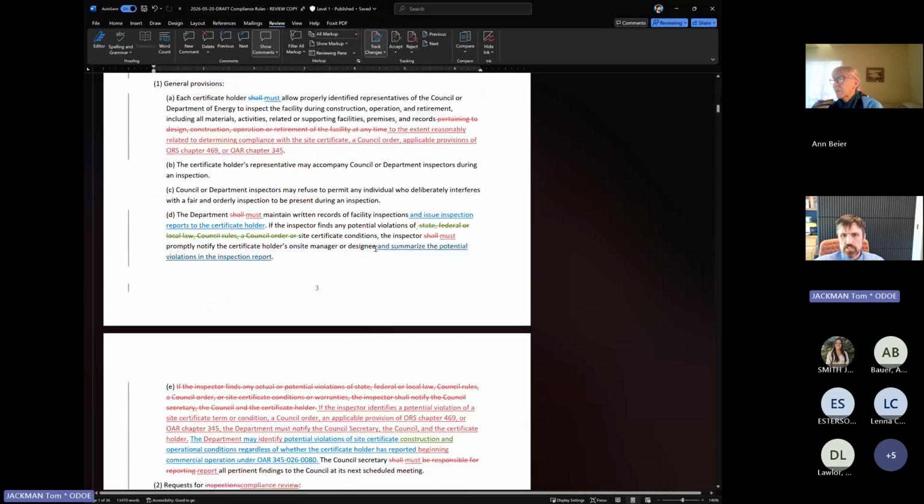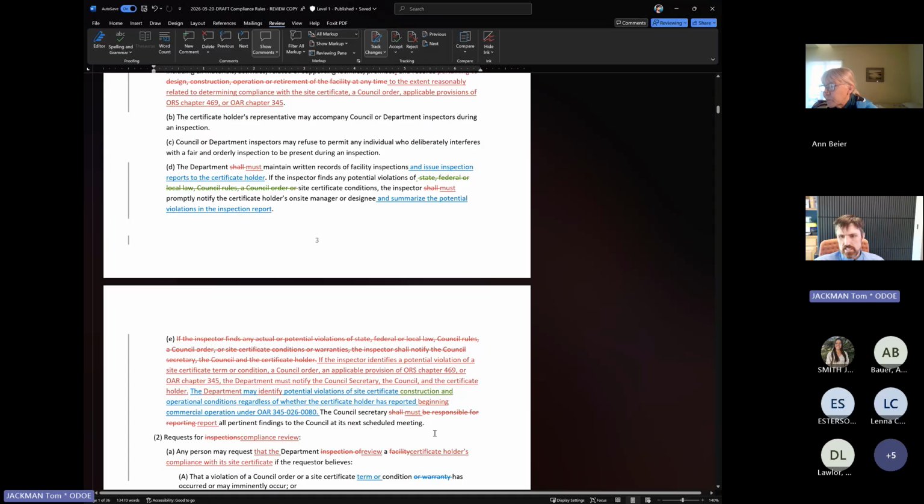So you can see in Rule 50 here, we have just some minor tweaks about maintaining records of the facility. It has to include inspection reports, and that the department may identify potential violations of certificate conditions, regardless of whether the certificate holder has reported beginning commercial operation under Rule 80. And then there's this bit here at the end.